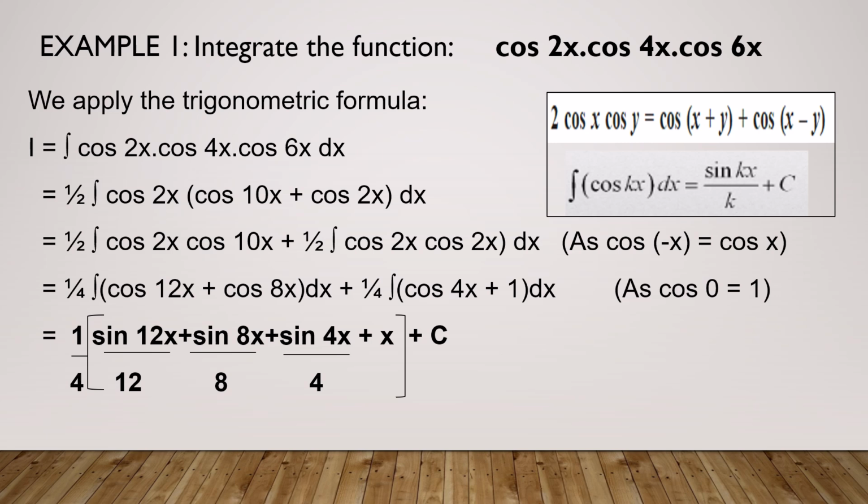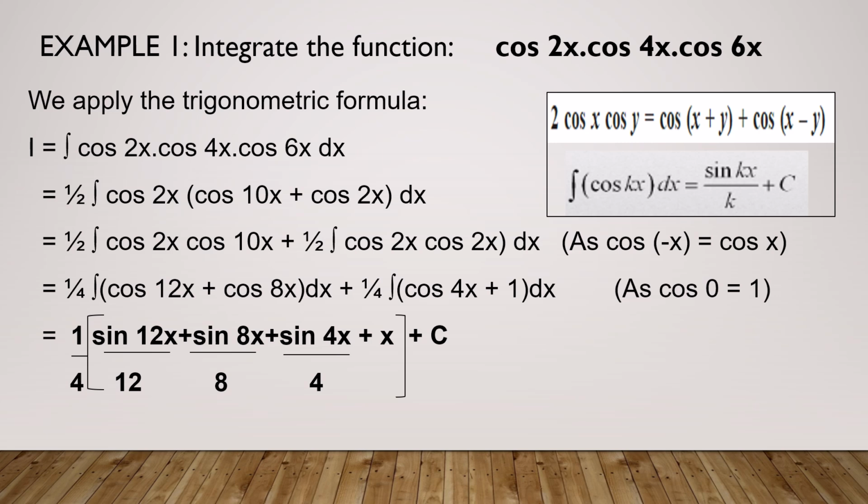First one, integrate the function cos 2x, cos 4x, cos 6x. Looking at the example, it should be clear that we can use the trigonometric formula 2 cos A cos B is equal to cos(A+B) plus cos(A-B). Over here you can group any two terms first. You have cos 2x, cos 4x, cos 6x. Keep cos 2x as it is, and take cos 4x into cos 6x. You multiply by 2, so you need to divide by 2 also. Now 2 cos cos is cos plus cos.